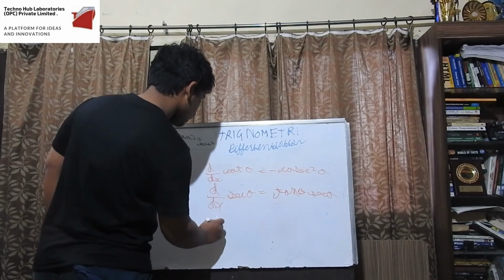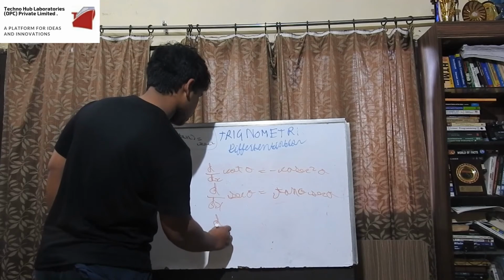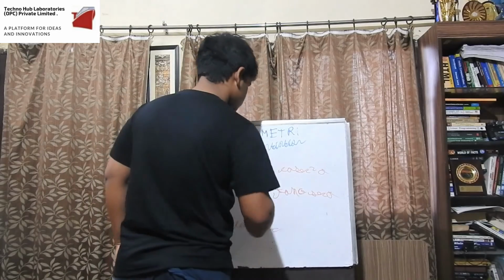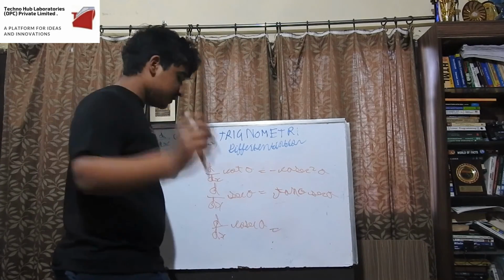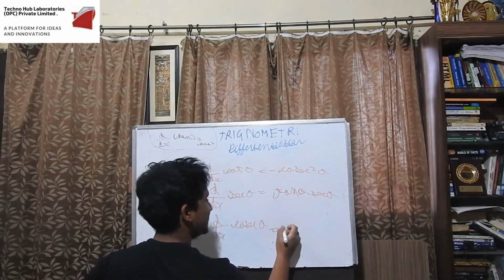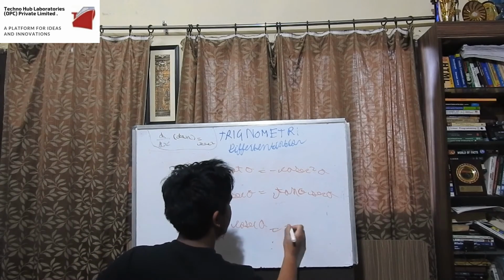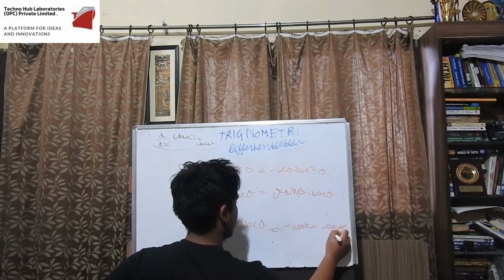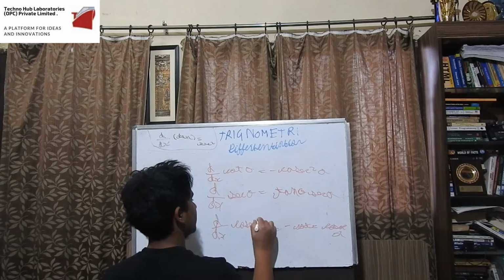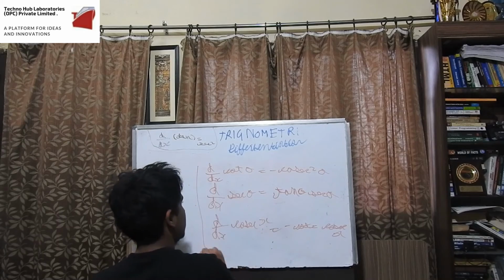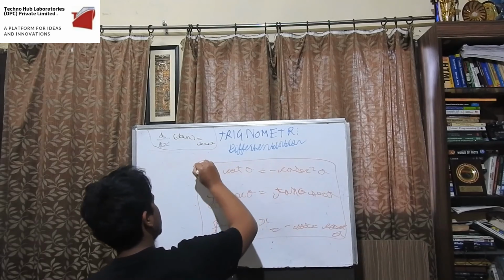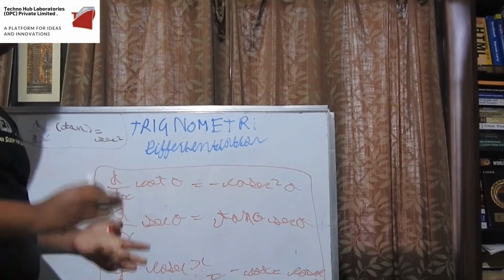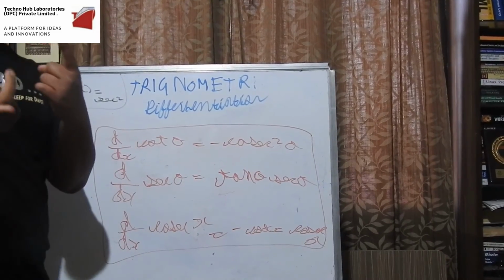Now the d by dx of the last one, cosec theta, is the easiest one. I'll just write it over here. The d by dx of cosec x, if you take a variable x, is minus cot x cosec x. So these are the differentiations of the remaining three functions. Just have a look at them. We have done sine, cos, and tan, and these three functions we'll do in the next video.